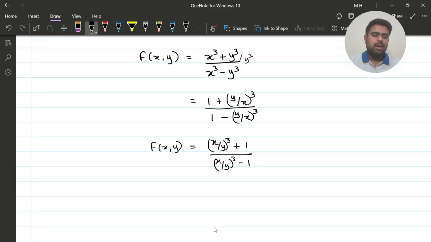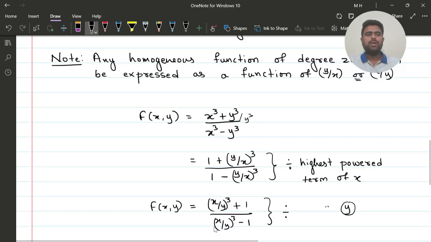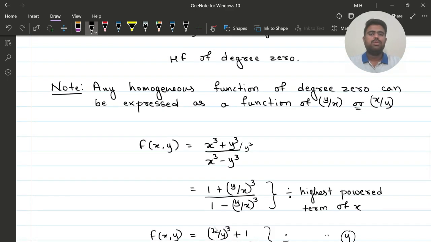So like this. How did I convert this as a function of y by x? Dividing it by the highest powered term of x here. Similarly, dividing it with the highest powered term of y in this case. So this is one important property that we have to remember. Any homogeneous function of degree 0 can be expressed either as a function of y by x or as a function of x by y. Okay, so this is all about the homogeneous functions.